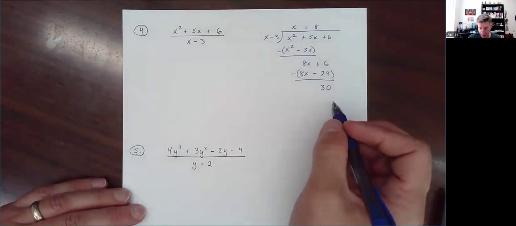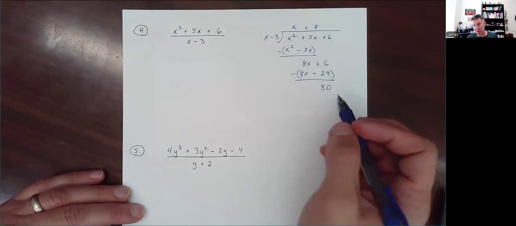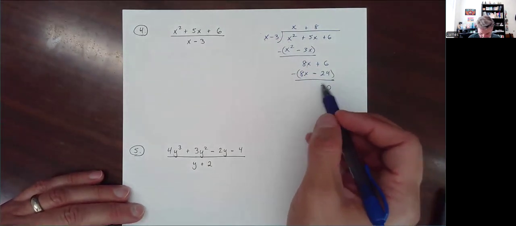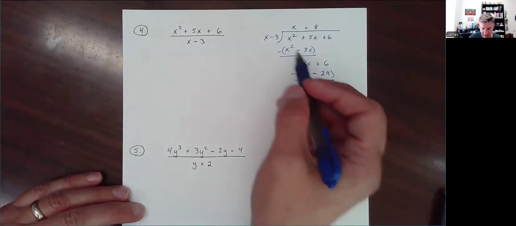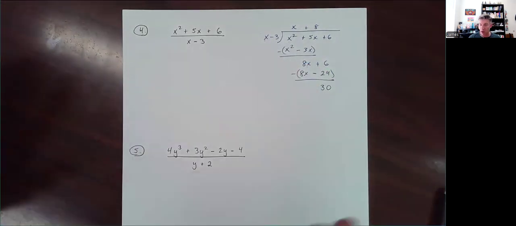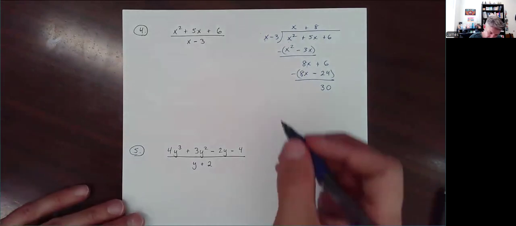And now 30 has an x to the 0th, if you want to say that, but the degree here, or the power of x here, is less than the highest power of x here, meaning we have to stop, right? We can't go any further. So then here's how we're going to write our answer.